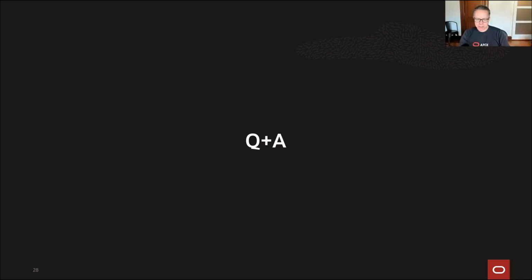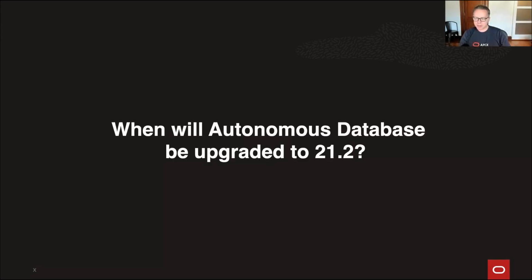Then there was also a question about the ADB upgrade, when is Autonomous going to be upgraded to Apex 21.2. And Vlad answered that. We expect that to happen about 6 weeks after Apex 21.2 becomes generally available on premise.